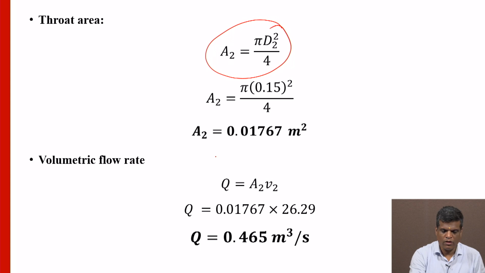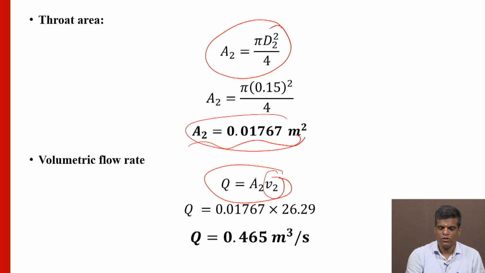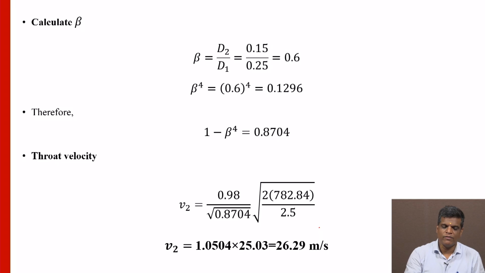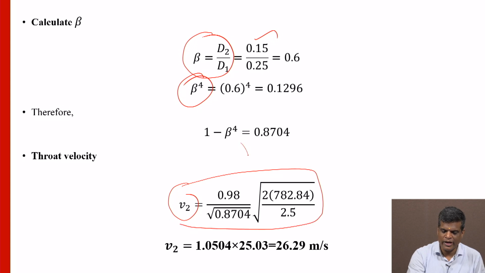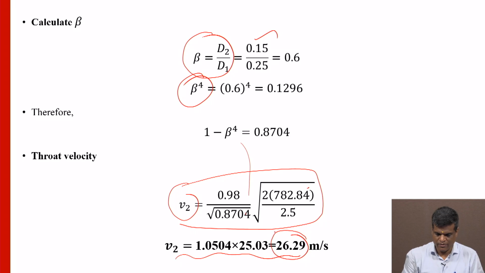Once the pressure drop is done, then the area is pi dt square by 4, which is A2. Then for the volumetric flow rate, the area is already given, and then there is the velocity. From here we can get the volumetric flow rate, 0.46 meter cube per second. Then we know the diameter ratio, d2 by d1, and once beta power 4 is done, we have to get the throat velocity. The formula is already available, with 1 minus beta power 4 and the pressure drop. From there we get the V2 velocity, which is 26.29 meter per second.